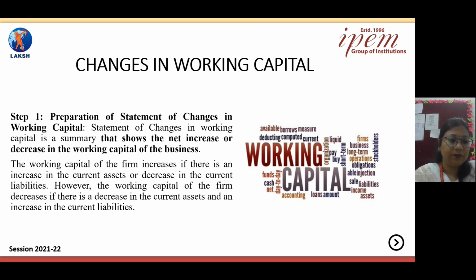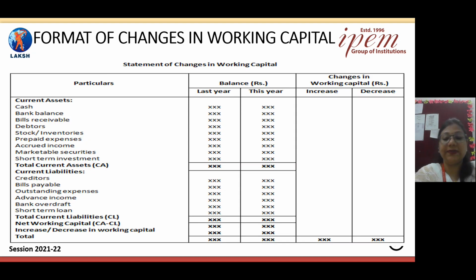So this is a format of the first statement, that is, the statement of changes in working capital. And you see here it talks about two things, that is, current assets and current liabilities. So these are all the various current assets. It includes cash, bank balance, BR (bills receivable), debtors, stock, inventories, prepaid expenses, accrued income, marketable securities, short-term investments. So these are all the current assets.